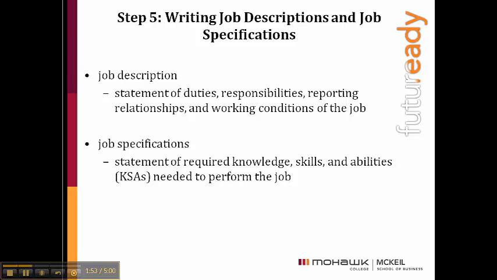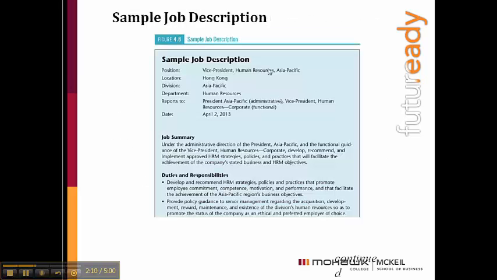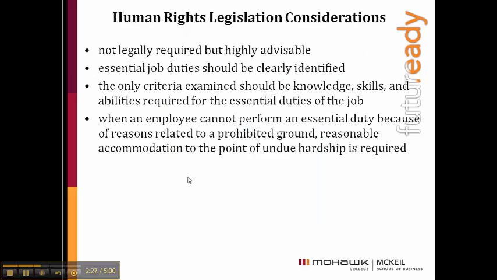The job specification is really a summary of the knowledge, skills, and abilities that are required to do the job. So we find that they're largely a summary of the skill, effort, responsibilities, and working conditions of that job. So now we do have some examples of a job description, say, and it's looking at the Vice President of Human Resources for a particular division, right, and a particular location, and it's starting to give us a summary of the duties and responsibilities of the job.